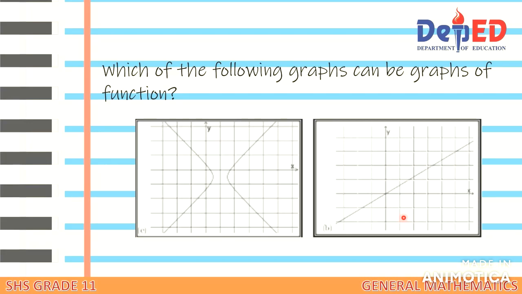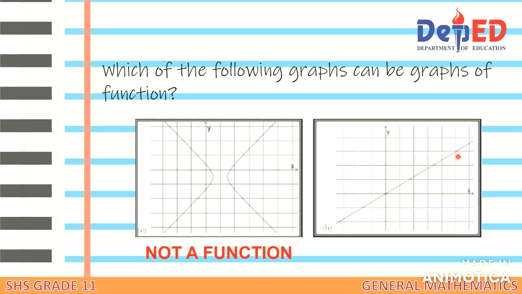Next examples are this one and this. So vertical line test here or here, wherever you want. So how many points of intersection? So we will have 2 points of intersection here. So it means that this is not a function.